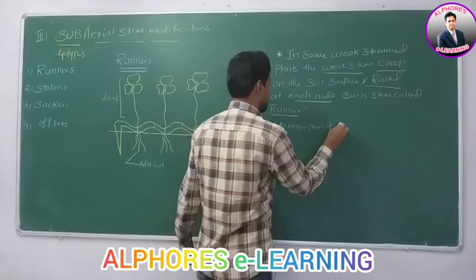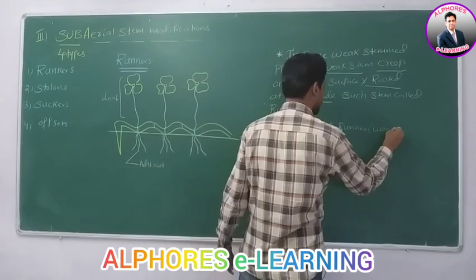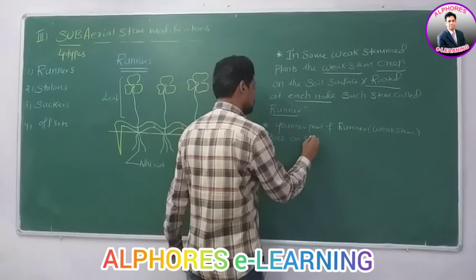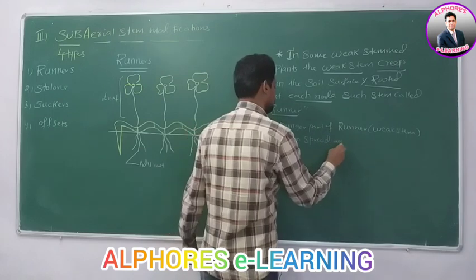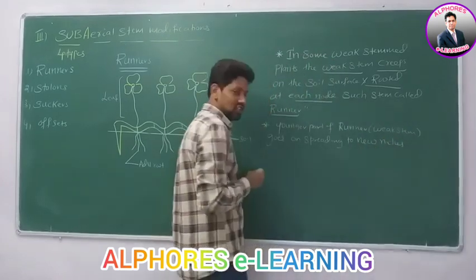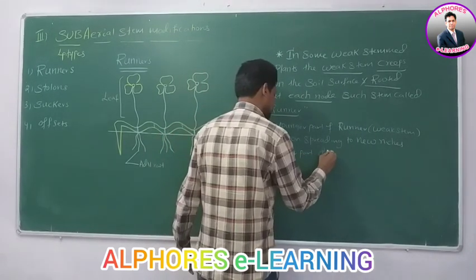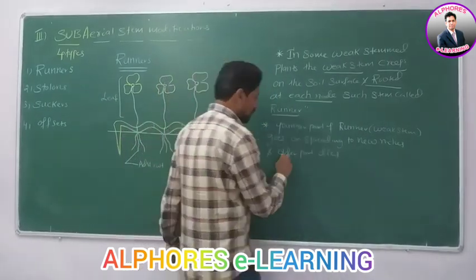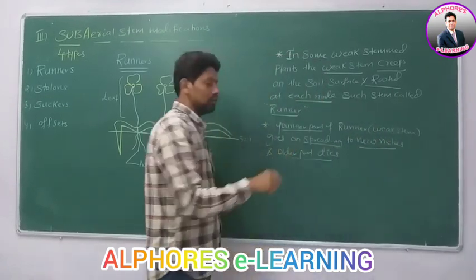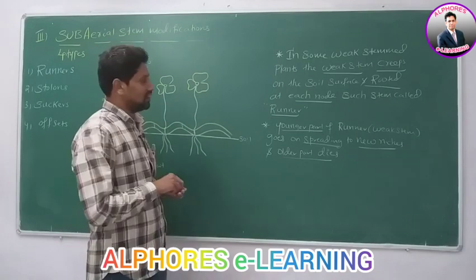What is happening to this weak stem, sir? The younger part of a runner, that is a weak stem, what does it do? It goes on spreading to new niches, new places, and the older part dies. Is this statement okay? Therefore, the older part is going to die, whereas the younger part is going to spread to new niches, that is, new places. Is this statement clear? Is it okay? Right. Sir, we are discussing what, sir? Runners.